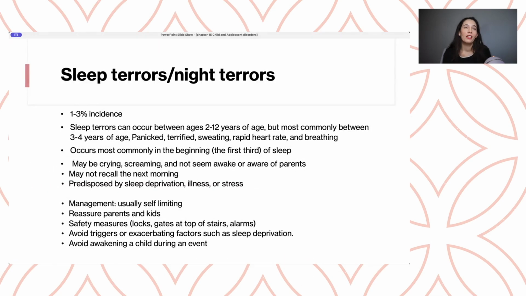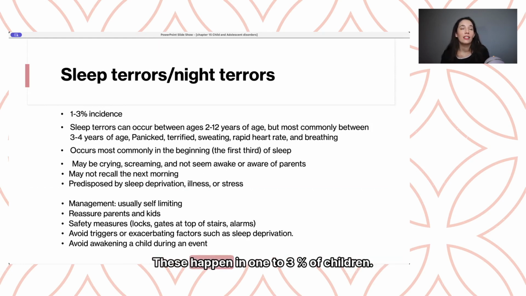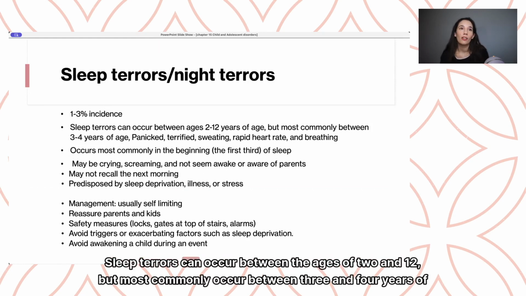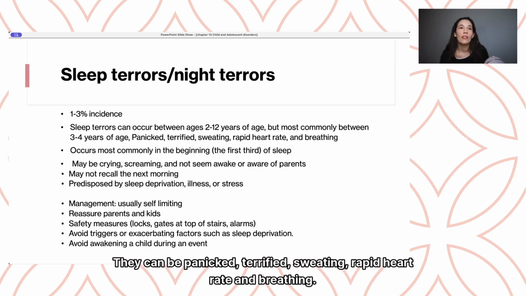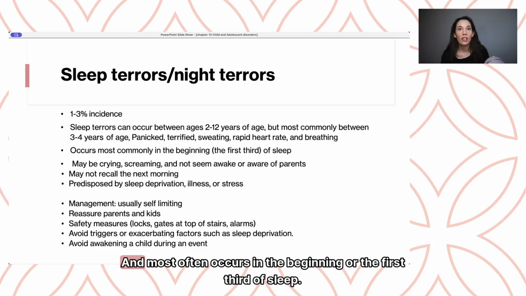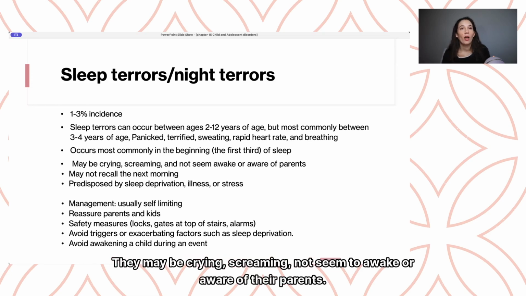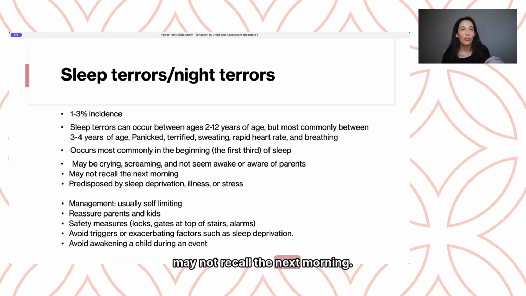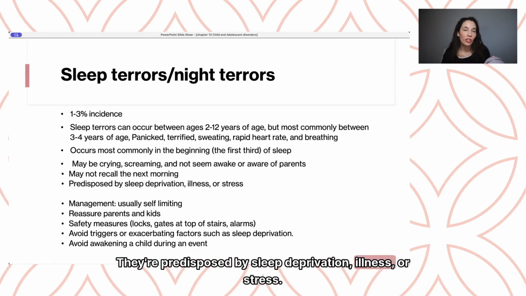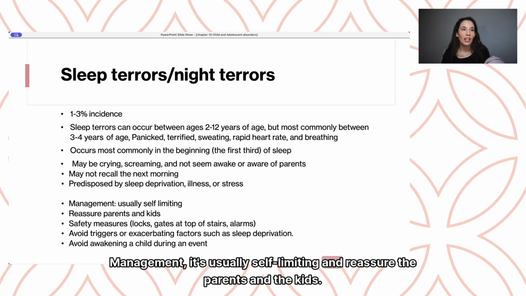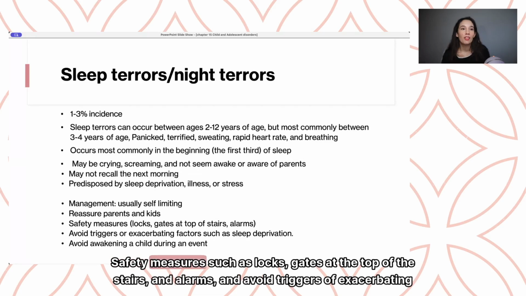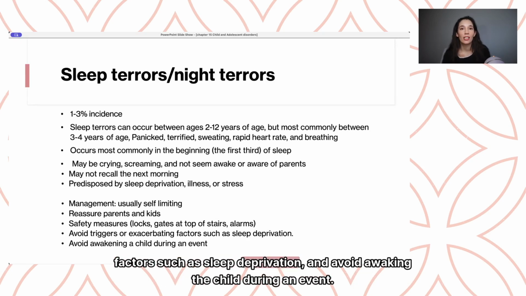So sleep problems. So children can have sleep terrors or night terrors. These happen in 1 to 3% of children. Sleep terrors can occur between the ages of 2 and 12, but most commonly occur between 3 and 4 years of age. They can be panicked, terrified, sweating, with rapid heart rate and breathing. It most often occurs in the beginning or the first third of sleep. They may be crying, screaming, not seem to awake or aware of their parents, and may not recall the next morning. They're predisposed by sleep deprivation, illness, or stress. Management, it's usually self-limiting, and reassure the parents and the kids. Safety measures such as locks, gates at the top of the stairs, and alarms, and avoid triggers or exacerbating factors such as sleep deprivation, and avoid awaking the child during an event.